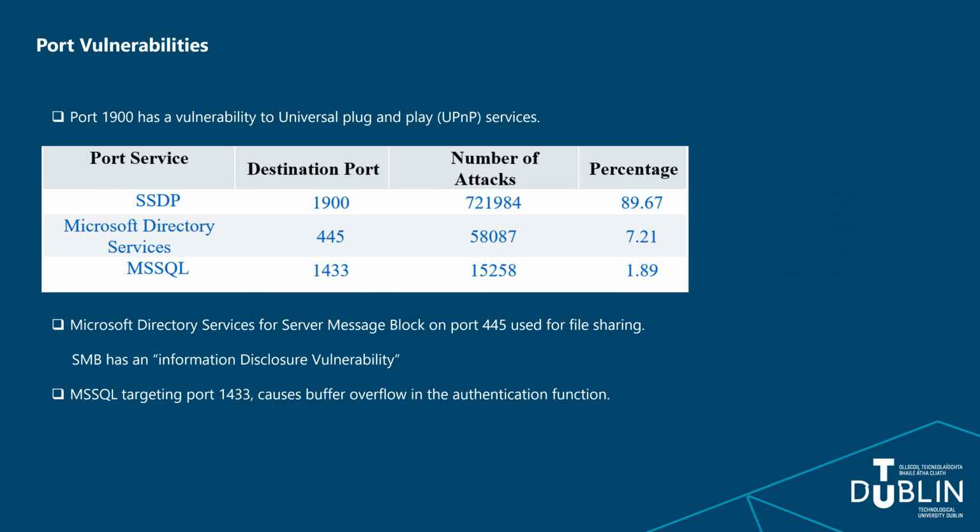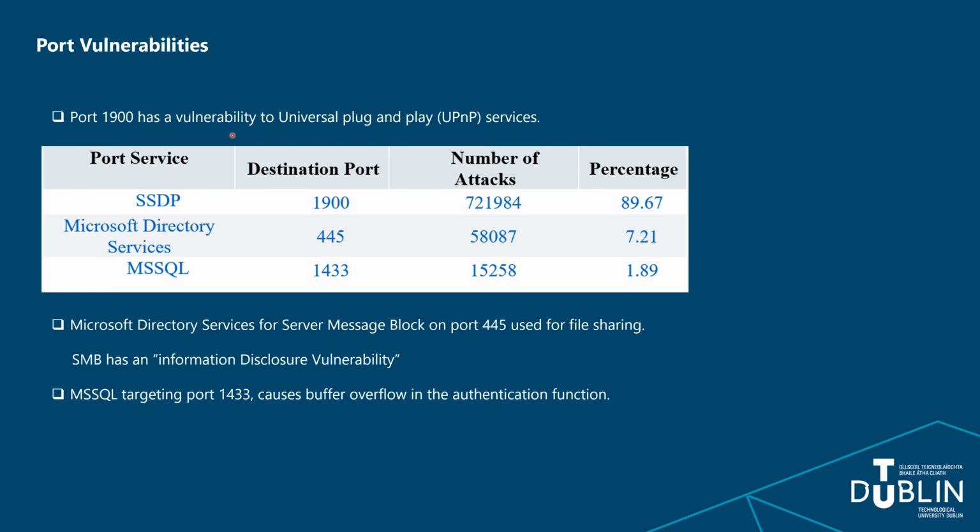Going forward, the next thing is port vulnerabilities. Here port 1900 recorded the highest with 89.67%, which has a vulnerability in UPnP services, that is Universal Plug and Play services, which leads to different attacks based on devices. Some cause denial of service, while some let a remote attacker execute arbitrary code.